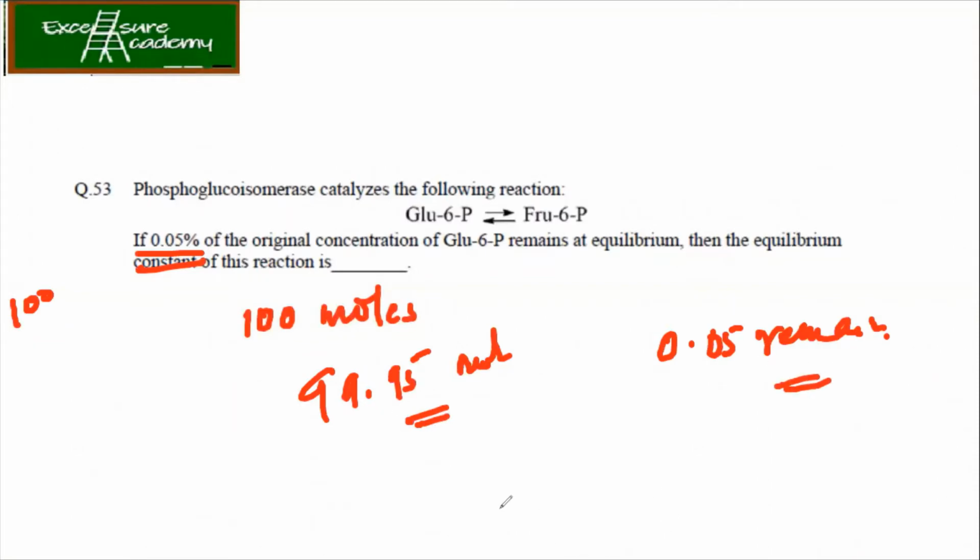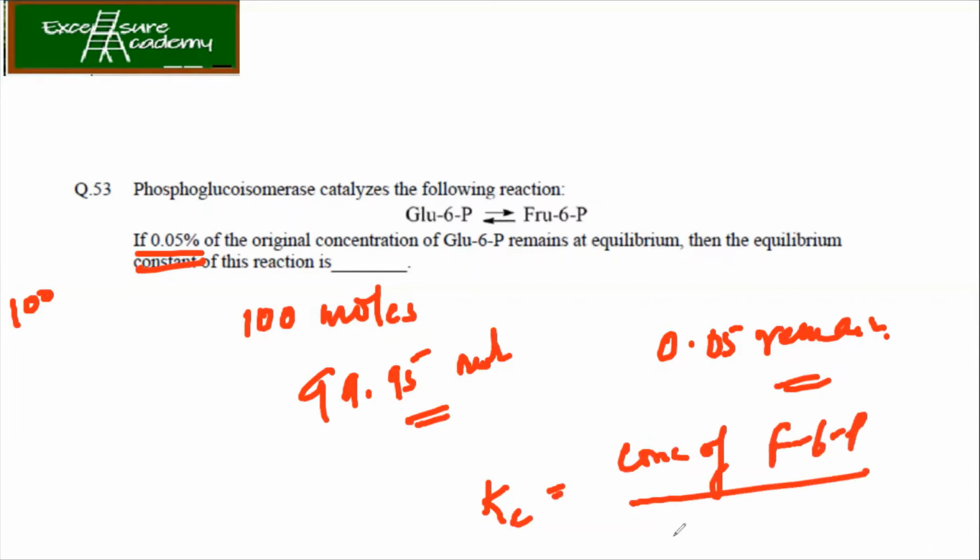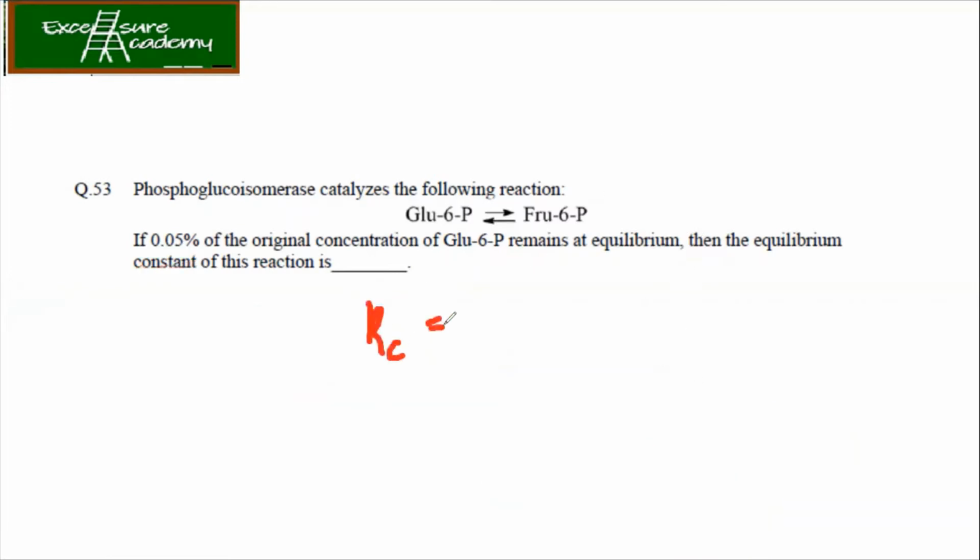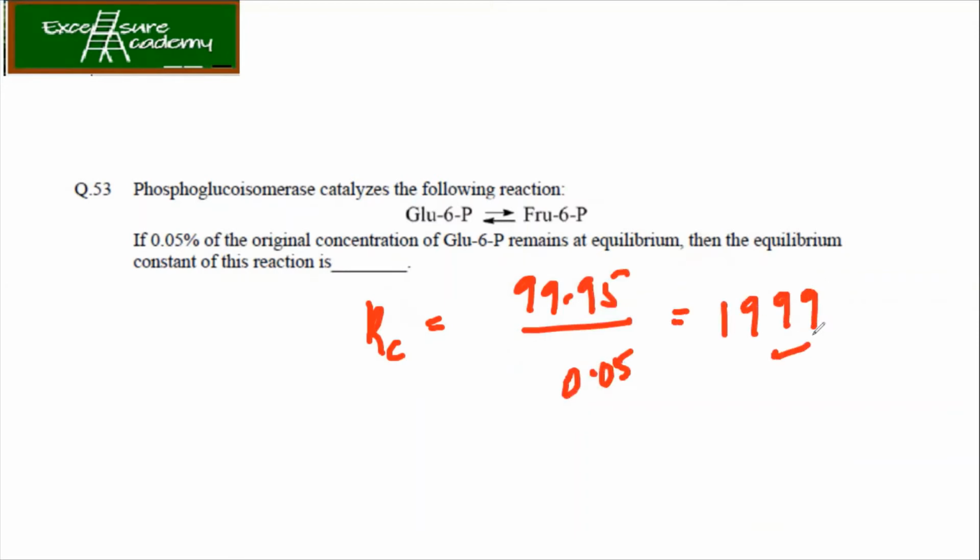Okay, so now what is happening? The K constant, that is the equilibrium constant, will be given as the concentration of fructose 6-phosphate divided by the concentration of glucose 6-phosphate. So how much are you getting? Simple. Kc is equal to 99.95 divided by 0.05, which is 199. So this is what you are going to get, right? I hope this is clear. If not, you can take any other number values also.